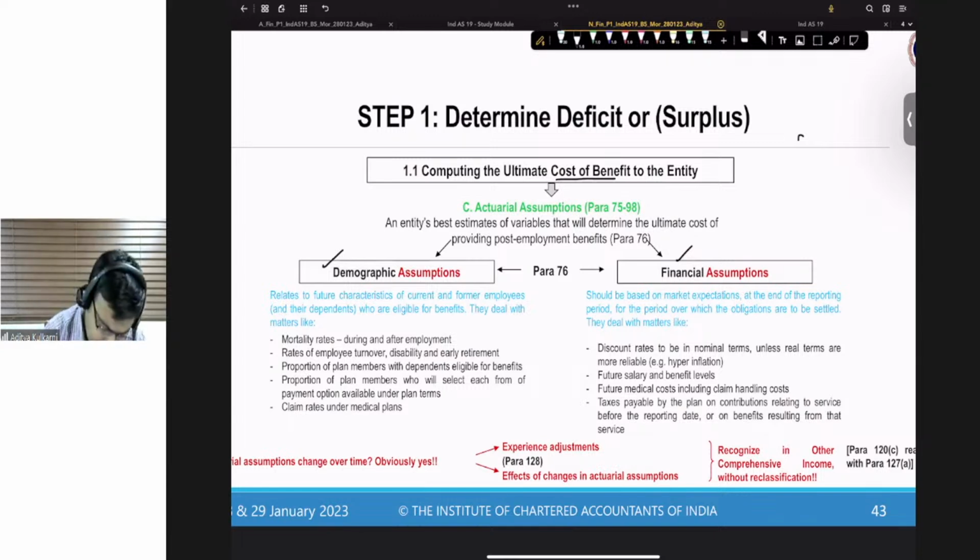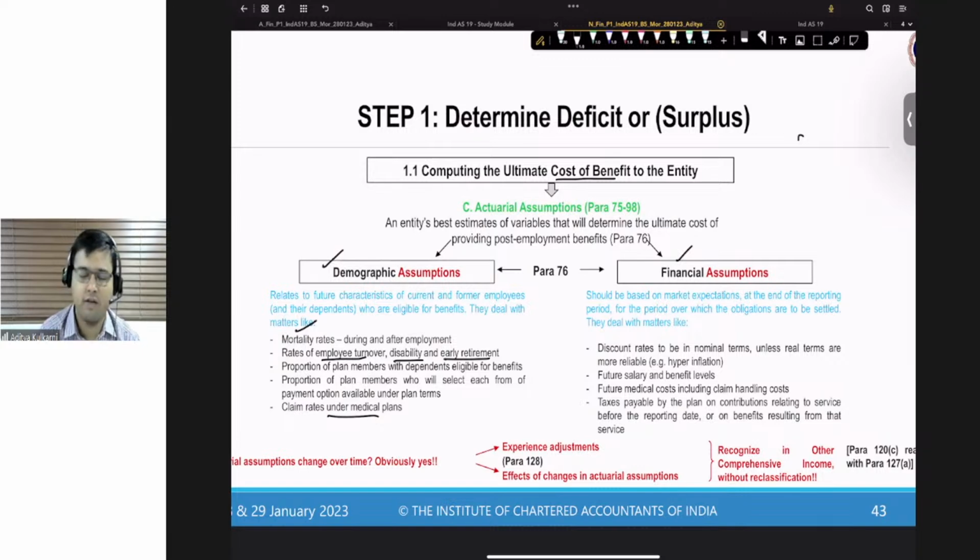Okay, so mortality rates, employee turnover, disability and early retirement, proportion of plan members with dependents eligible for benefits, proportion of plan members who will select each form of payment under the available plan terms, and claim rates under medical plans. So this is something which are known as demographic assumptions.